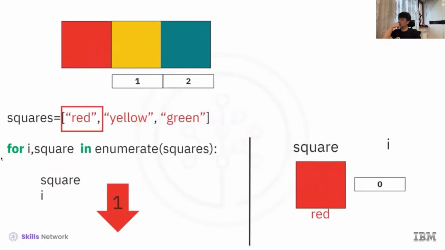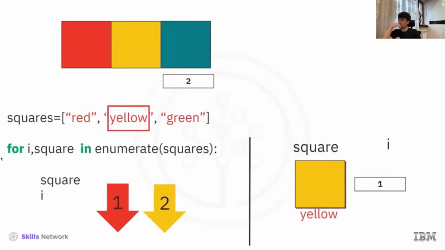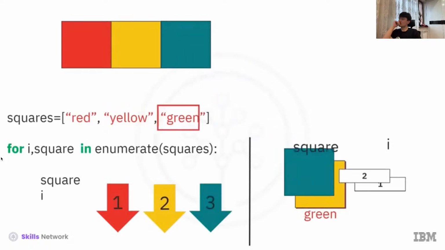For the first iteration, the value of the variable square is red, corresponding to the 0th index, and the value for i is 0. For the second iteration, the value of the variable square is yellow, and the value of i corresponds to its index, i.e. 1. We repeat the process for the last index.